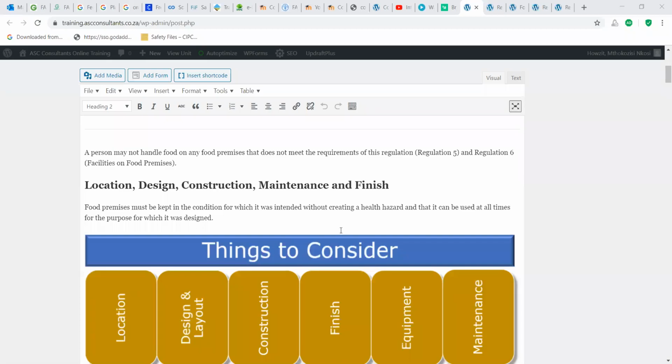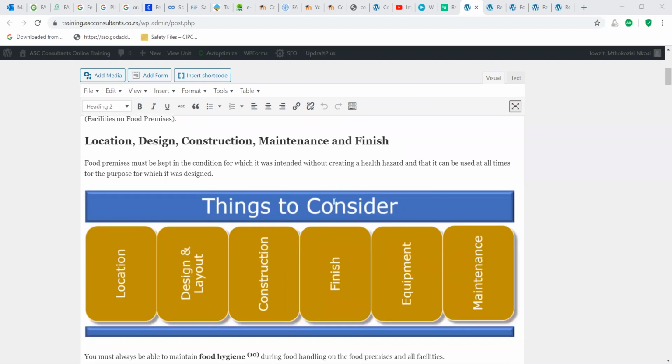So we are now going to look at Regulation 5, which pertains to food premises. Basically, what we're looking at here is the location, the design and layout, and the construction of the food premises, including the material and equipment used. There are very basic things that we would need to understand: your food premises must be built in such a manner that does not compromise the quality of your food.